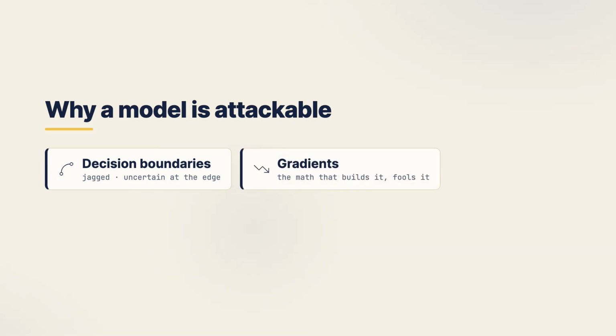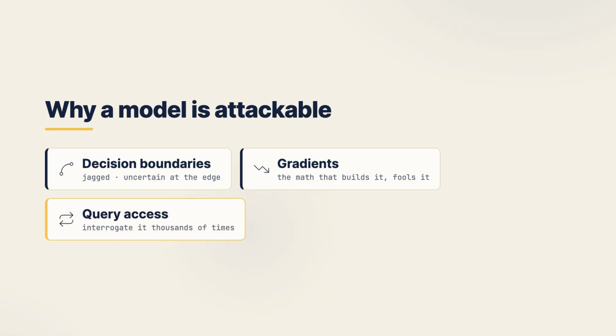How do they find that nudge? With gradients. During training, the model uses the gradient, the direction that most increases an error, to improve itself. Flip the sign, and that very same gradient tells an attacker the direction that most breaks the model, the smallest change to the input that most increases its error. The math that builds the model also tells you how to fool it.